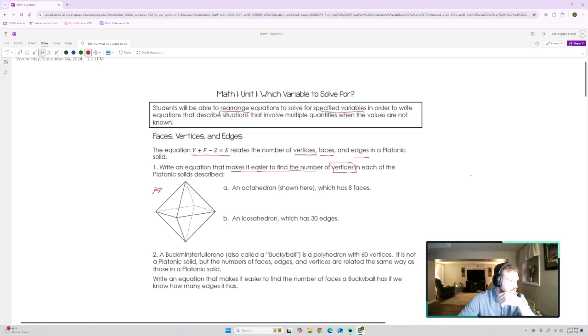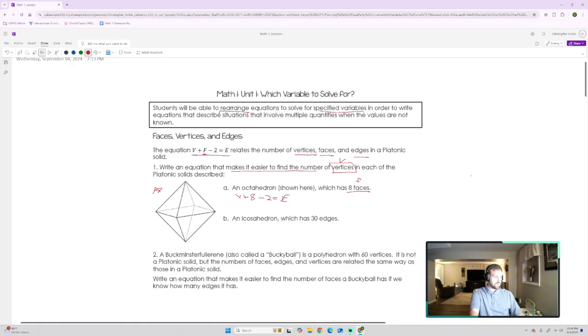So, an octahedron, shown here, which has 8 faces. It's telling us what f is equal to. So, pause the video, try it on your own, but f, we are going to make 8. It tells us what f is. So we have v plus 8 minus 2 equals e. So it says, hey, we have 8 faces, plug that in, but it wants us to make it easier to solve for v.